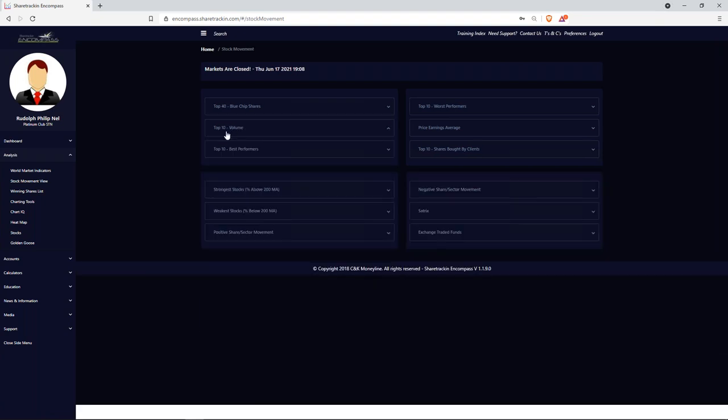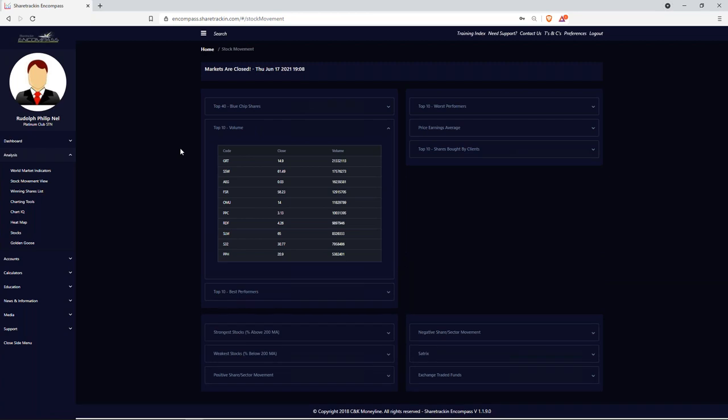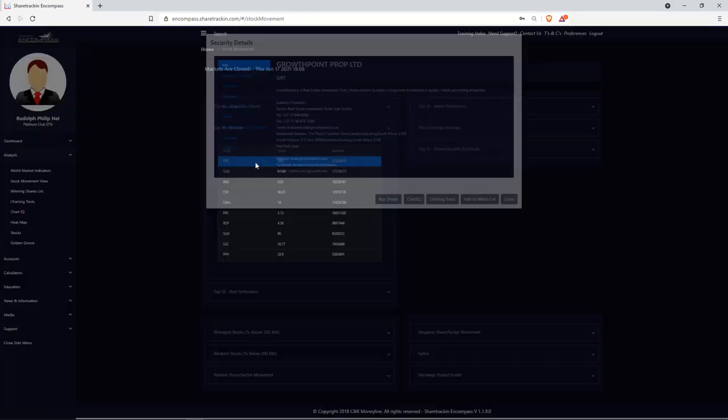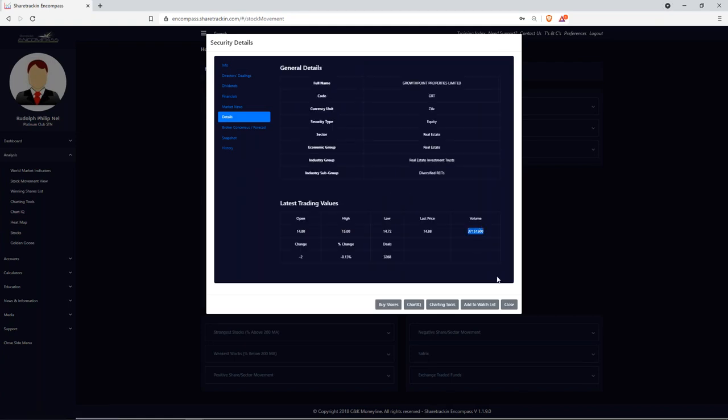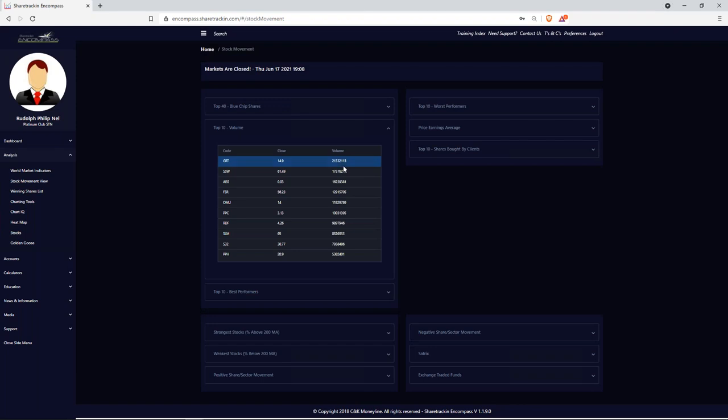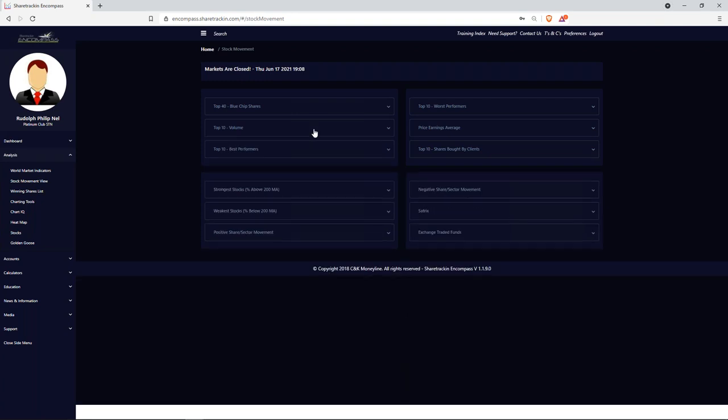Then the top 10 volume. The top 10 volume is basically the volume movement for the month. If we click on GRT, for instance, and go to details, underneath details you'll see what it did for today, that's the volume it did for today, and the volume it did for the month in total. So always remember that the top 10 volume is based on the month's performance. These would be the month's best performers, volume based. That's the amount of shares that have been bought, not the amount of transactions, but the amount of shares bought during the month.